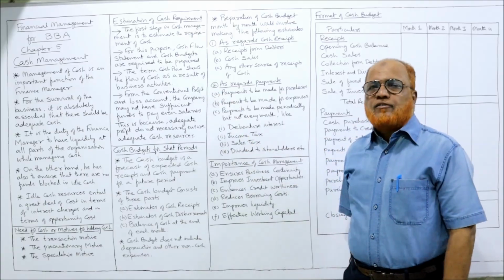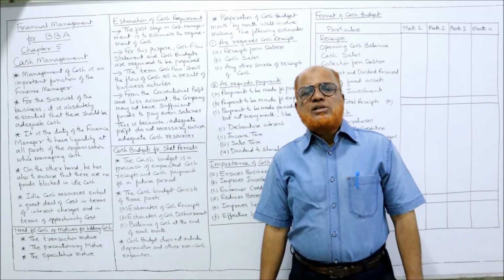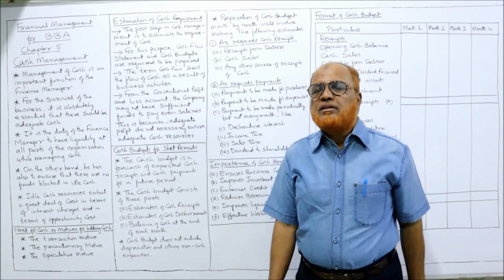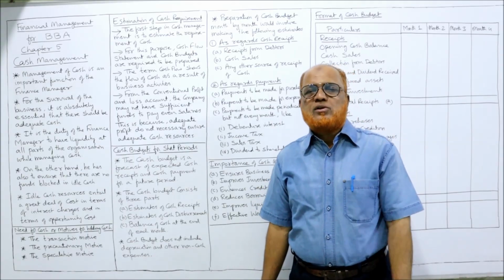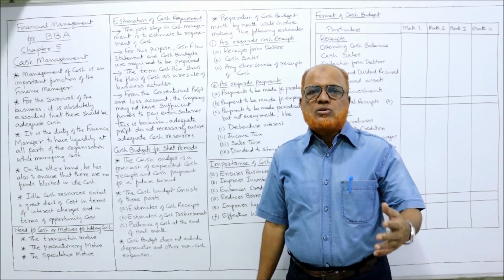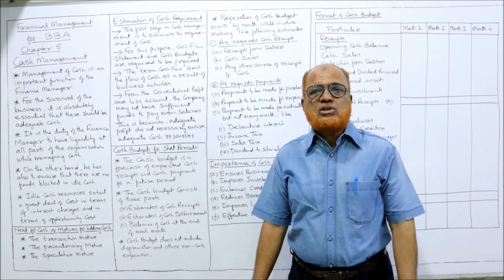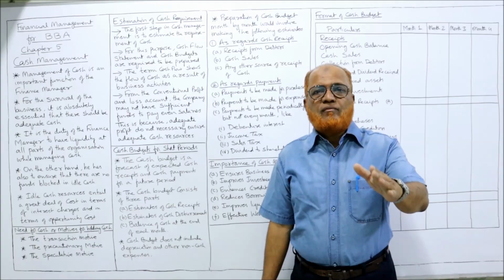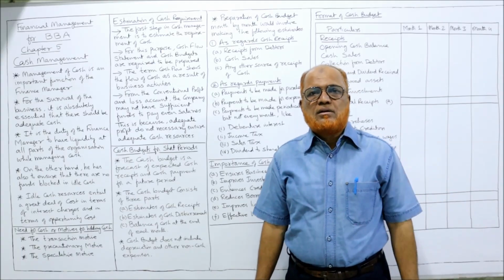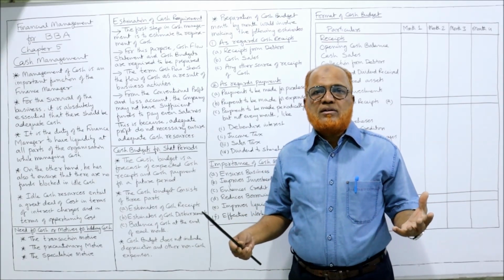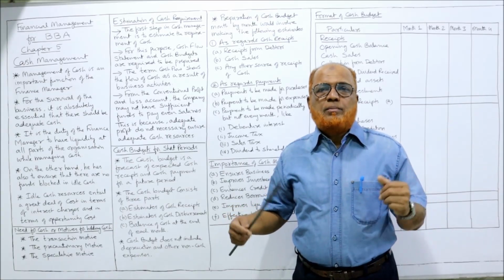Next is estimation of cash requirement. We cannot make a generalization that every business must have 2 lakh rupees of cash in hand, or that every business should maintain 5 lakh rupees cash in hand. We cannot make any generalization because it differs from one business to another. The nature of business will be different. The size of the business will be different.